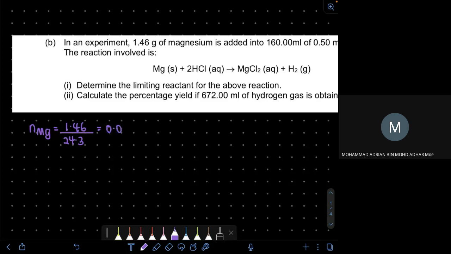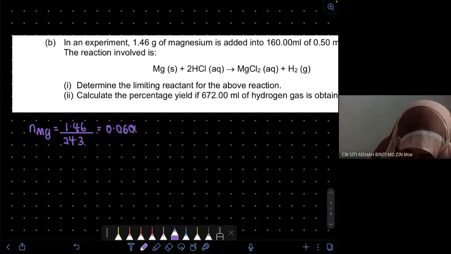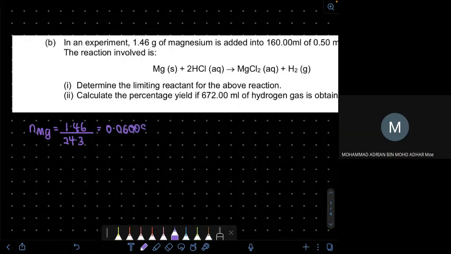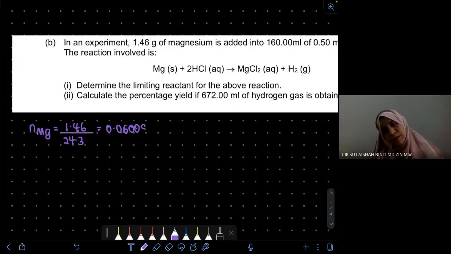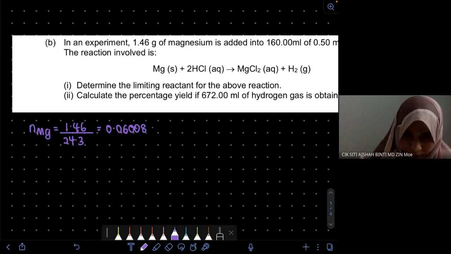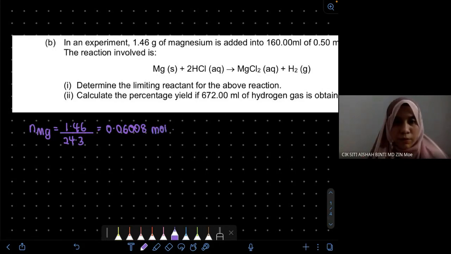0.06008. Betul tak? 8. 8 aja. Dia stop sekejap. 8, okay. Mole, okay. Betul lah kan? Betul lah ni value dia? Dapat ni?